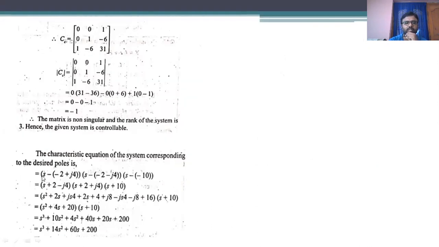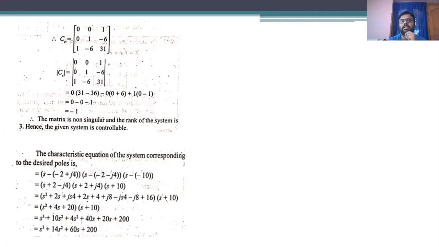Therefore the characteristic equation is obtained as s minus 2 plus j4 for the first pole, s minus 2 minus j4 for the second pole, and s minus 10 for the third pole. With this multiplication, we get the desired characteristic equation based upon the closed loop poles as s cube plus 14s square plus 60s plus 200.